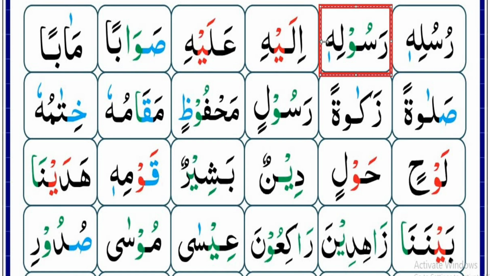And the next is ra fatha ra, sin waw dhamma su, rasul, lam kasra li, rasuli, ha standing kasra hi, rasulihi. So two sounds will be stretched here in this word. One is the last sound again, hi, because of that standing kasra, and the other is this.